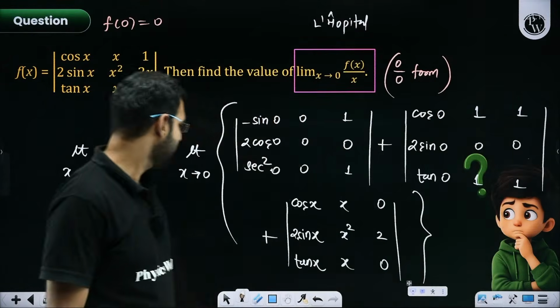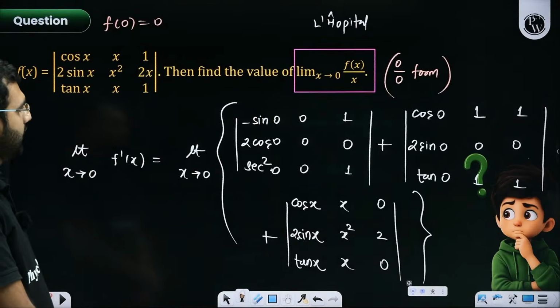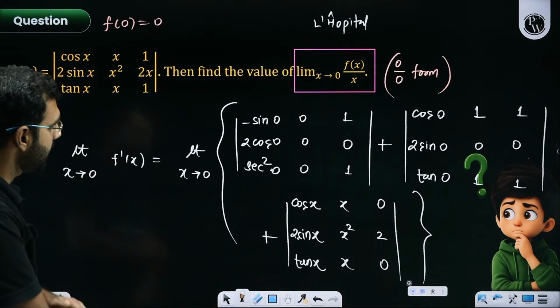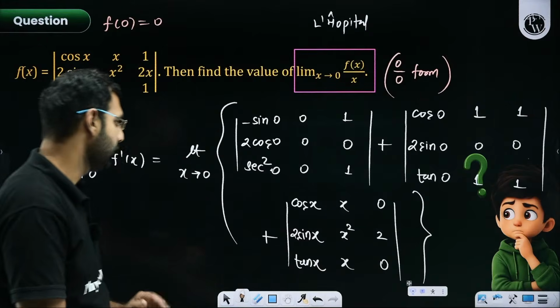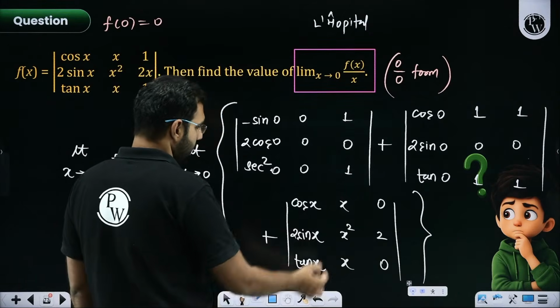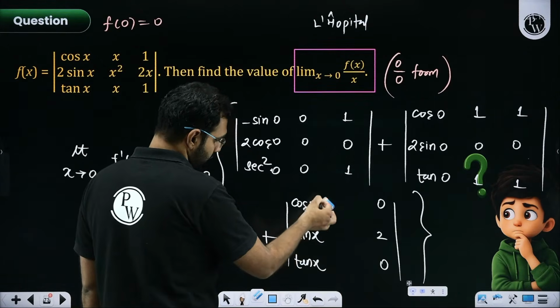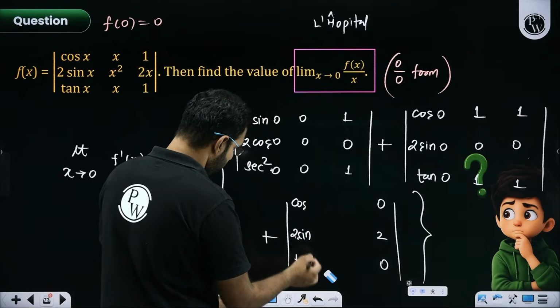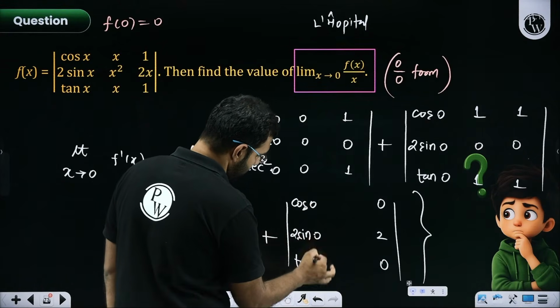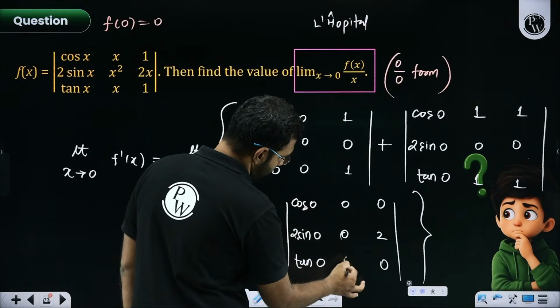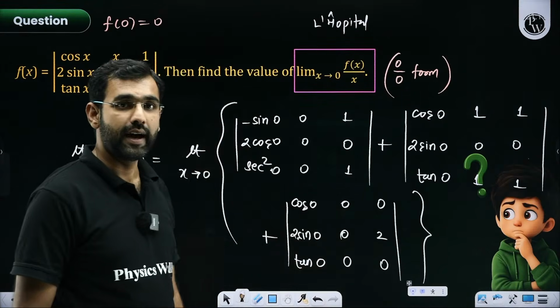Everybody processing it? Did I make any mistakes? I didn't actually. We are going great. Now with this, here also, it will be 0, 0, 0. So this will be cos 0, sin 0, tan 0. And this will be 0, 0, 0. So I think we indeed have gotten the answer.